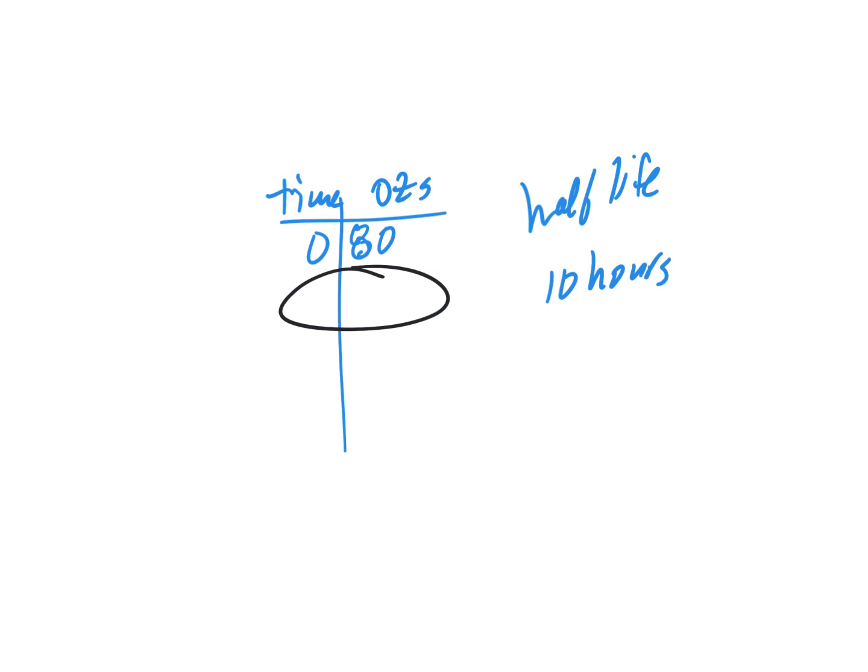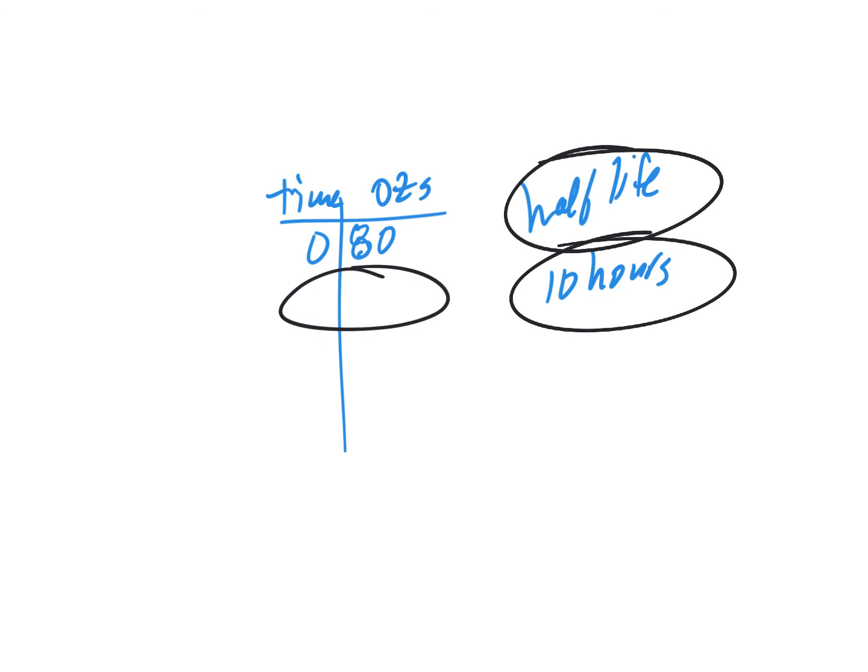Sorry, what's that word saying is the time? Half-life, 10 hours. No, on the chart. That's 80. This is ounces. Oh, sorry. I'm just going to have you solve for K. Everybody just solve for K.